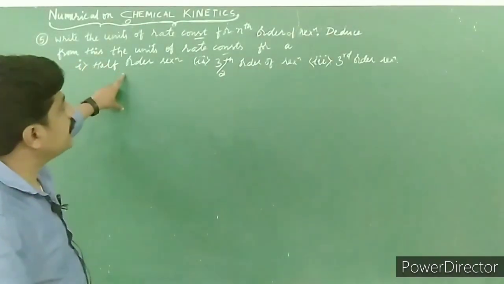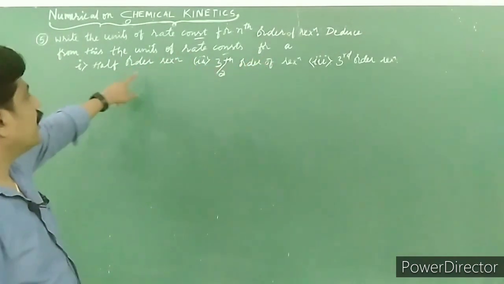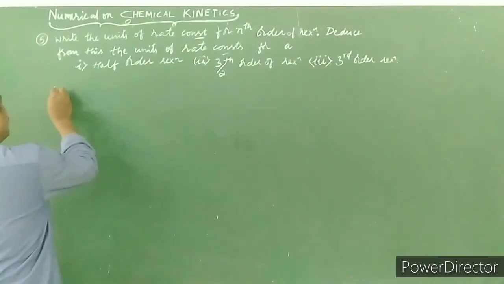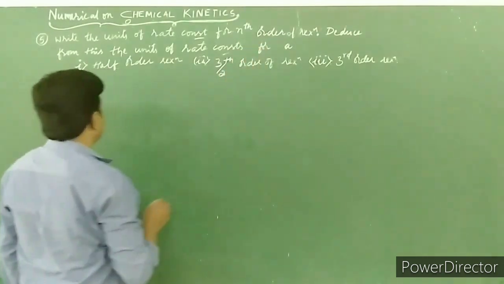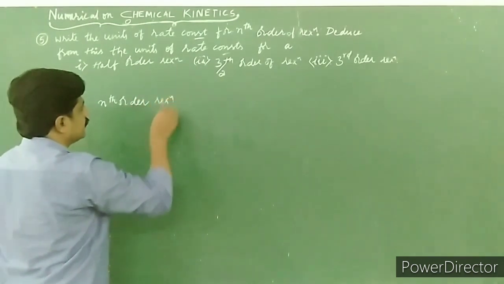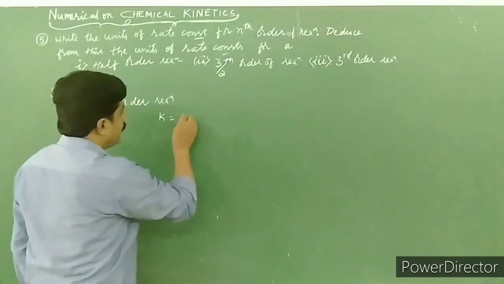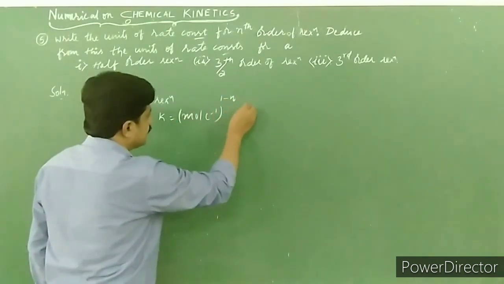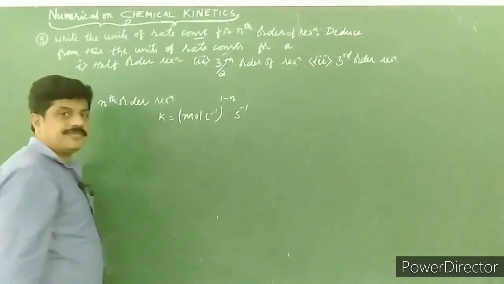Write the units of a rate constant for nth order reaction. Deduce from this the units of rate constant for half order reaction, 3 by 2 order reaction, and third order reaction. So solution. First I need to write for nth order reaction. Children, for nth order reaction, now we have K is equal to mole per liter raised to 1 minus n per second. Is it not? Now n is nothing but the order of that reaction.